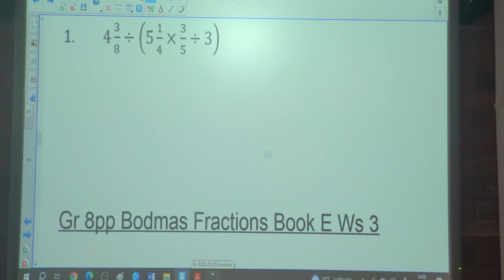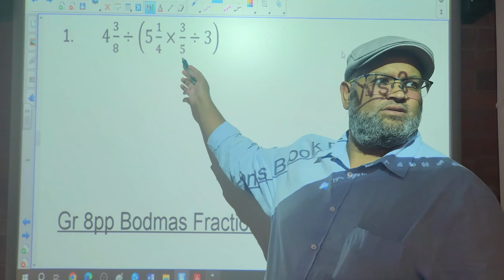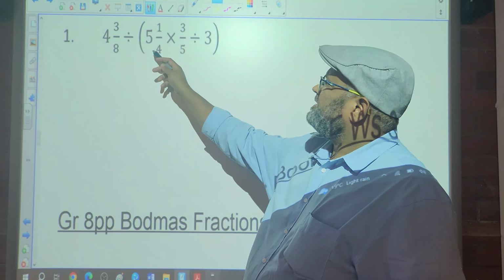So here we've got 4 and 3/8 divided by, in brackets, 5/4 multiplied by 3/5 divided by 3. So where do we start? Sort out the brackets. But inside the bracket we've got multiplication and division. So what are we going to do first?